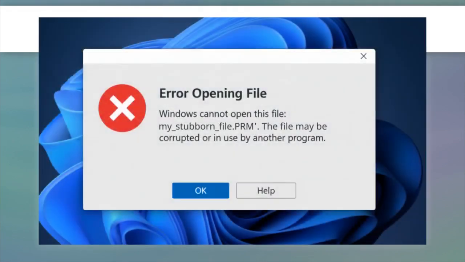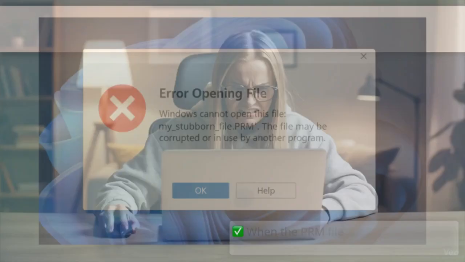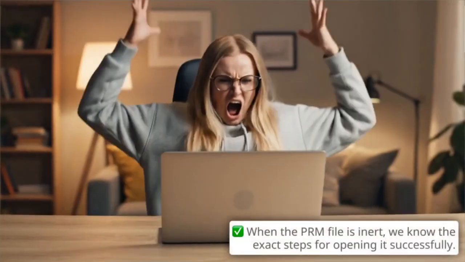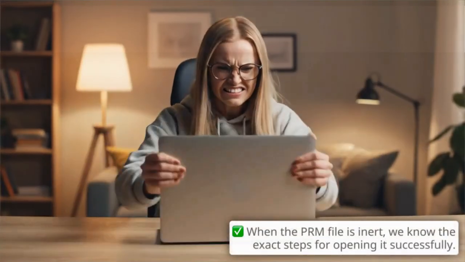If the PRM file hasn't opened yet, take a breath. Don't be confused by the error message. Here are the 3 most common technical reasons your PRM file is not opening.